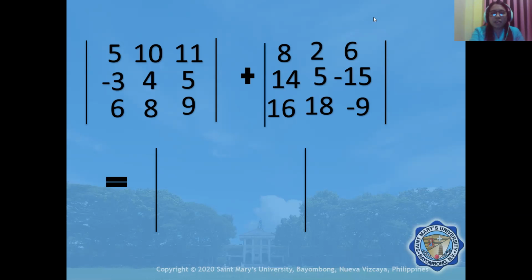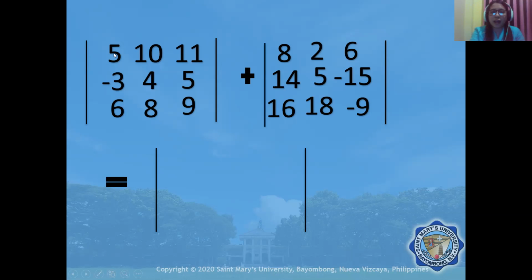The corresponding value locations are added. For instance, A sub 1,1, row 1, column 1, will be added to B sub 1,1, the value in row 1, column 1 in matrix B. B sub 2,1 will also be added with A sub 2,1. So we add the corresponding locations of our numbers.